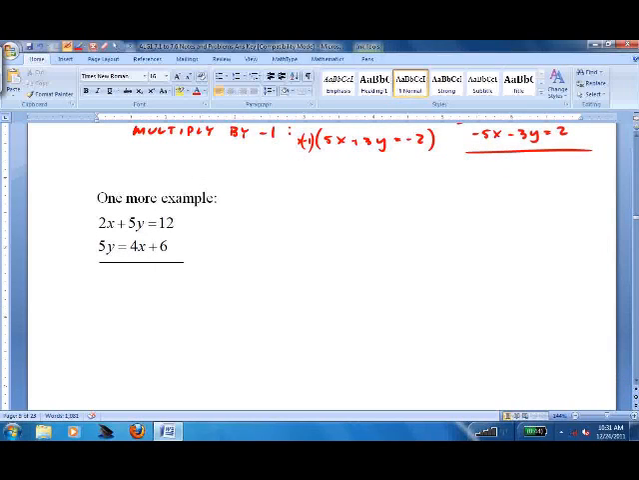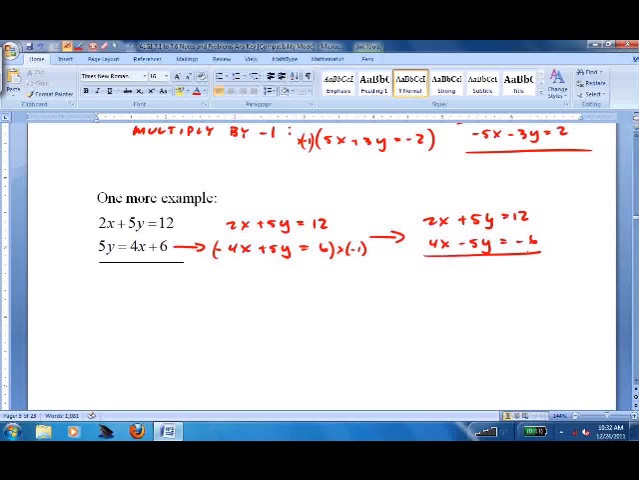Here's one more example. So, we need to get everything together. So let's mess with this equation first. And I'm going to do it in my head. 4x moved over means I have to subtract it. So negative 4x plus 5y equals 6. 2x plus 5y equals 12. Can't add anything down. I could subtract. I don't like doing that, as I mentioned earlier. So I'm going to multiply it by negative 1. 2x plus 5y equals 12. 4x minus 5y equals negative 6. So now we can add down.